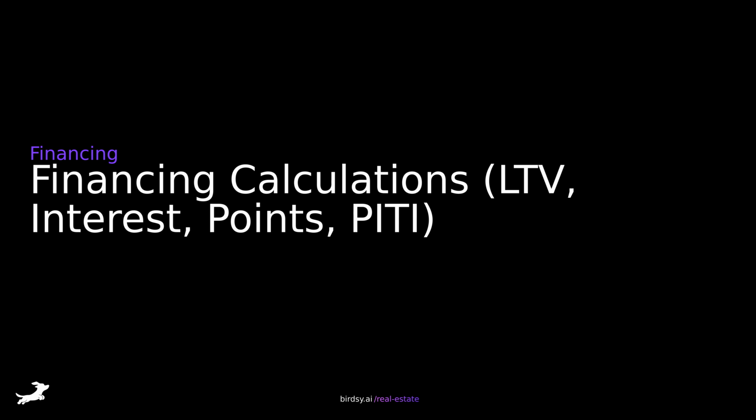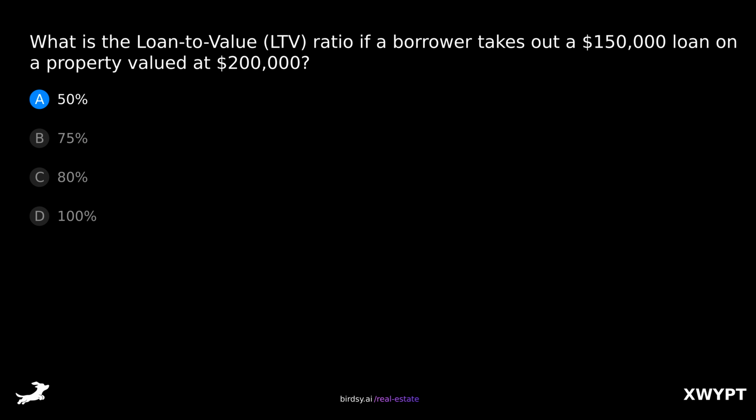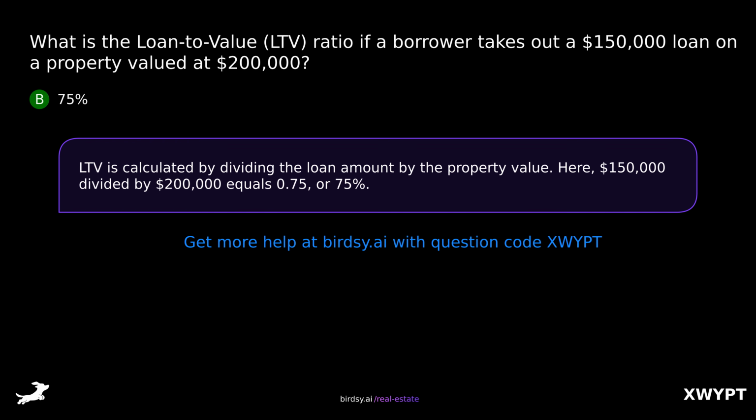Financing calculation, LTV, interest, points, PITI. What is the loan-to-value ratio if a borrower takes out a $150,000 loan on a property valued at $200,000? Is it A, 50%, B, 75%, C, 80%, or D, 100%? The answer is B, 75%. LTV is calculated by dividing the loan amount by the property value. Here, $150,000 divided by $200,000 equals 0.75, or 75%.